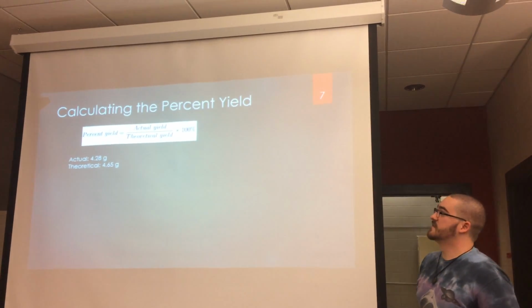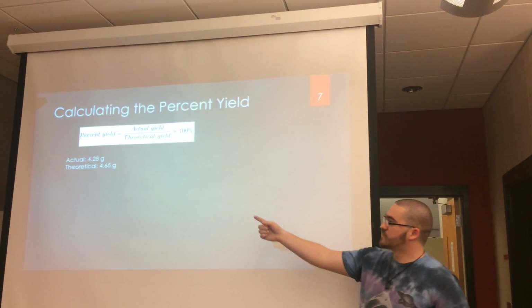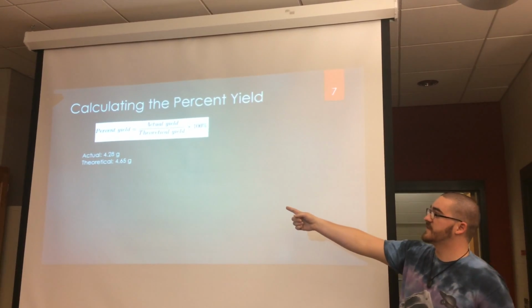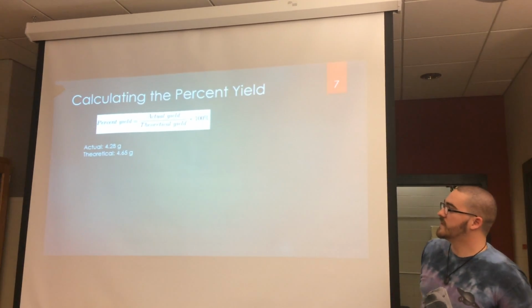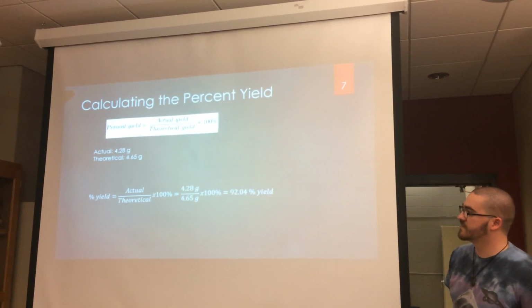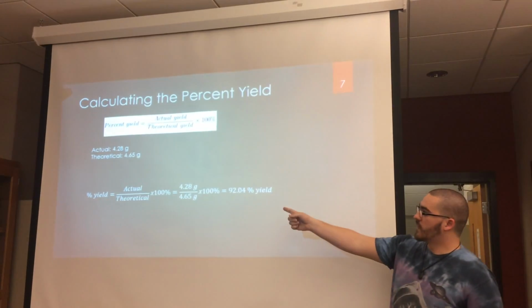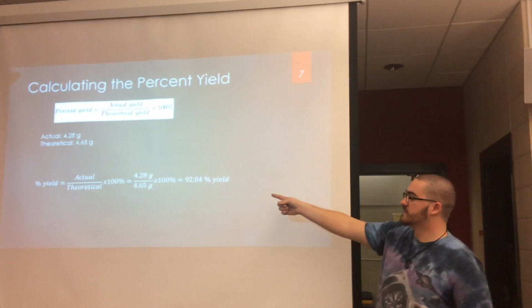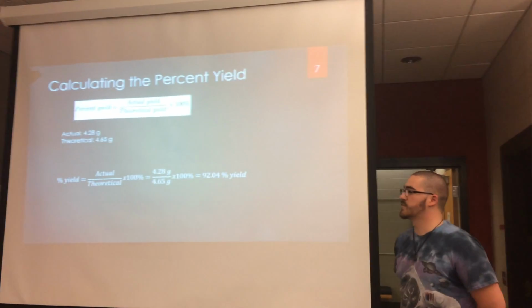Now we can calculate the percent yield. Our actual we calculated on the previous slide, and the theoretical was actually given in the problem. We can then plug it into the equation in the picture above. 4.28 divided by 4.65 times 100 yields a 92.04% yield.